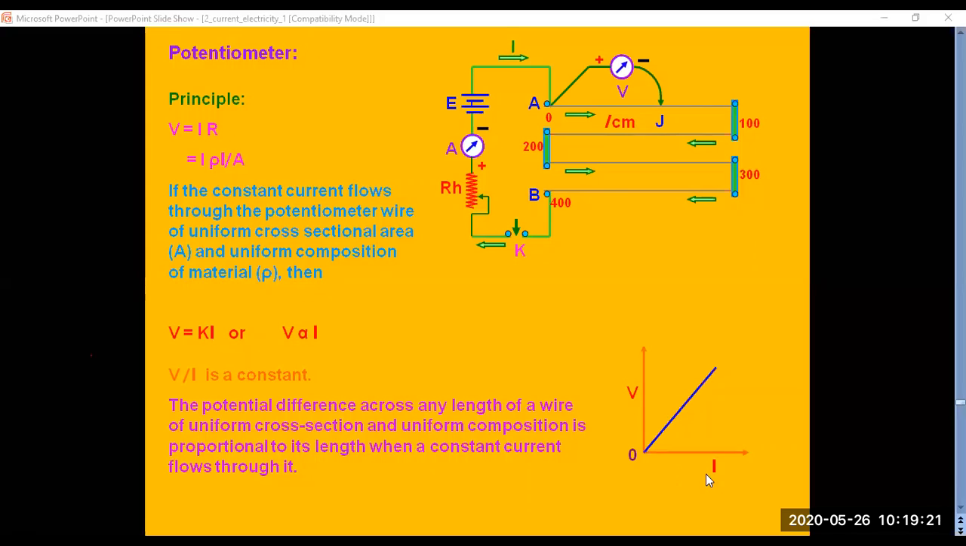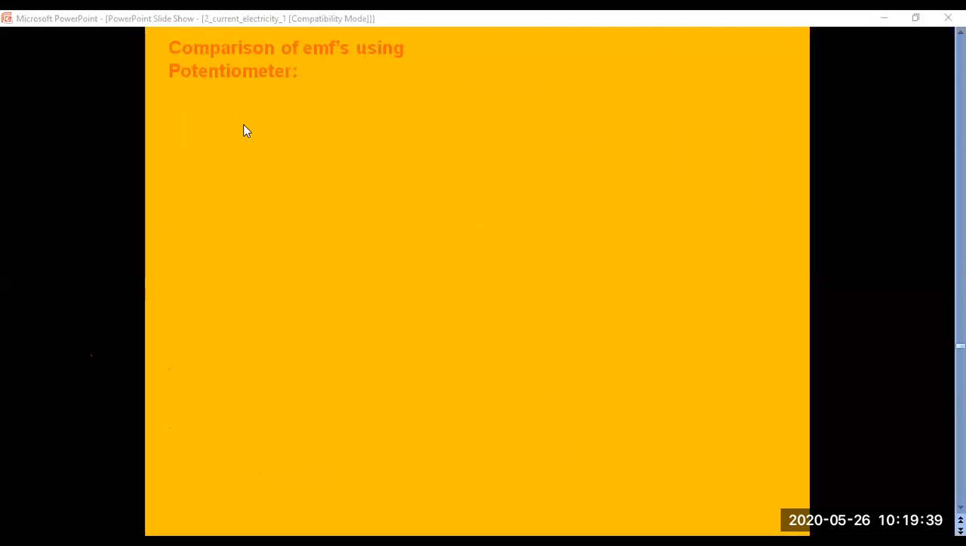If you plot a graph taking I and V, I is current along the x-axis, V is the potential along the y-axis, you will get a straight linear graph, meaning to say, as current increases, potential also will increase. It is a linear graph that we will get. So now to compare, that is the potentiometer setup.